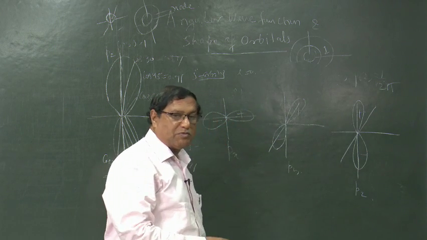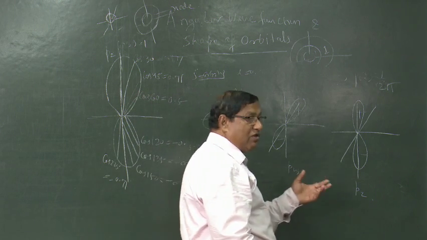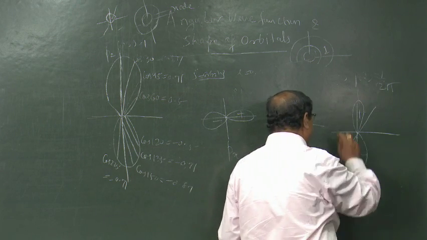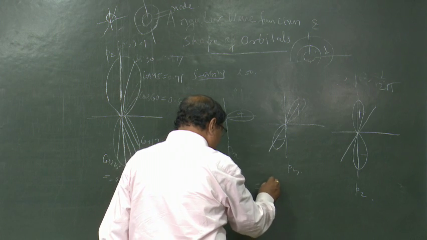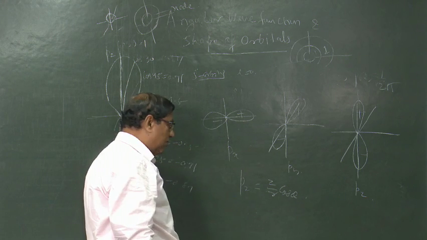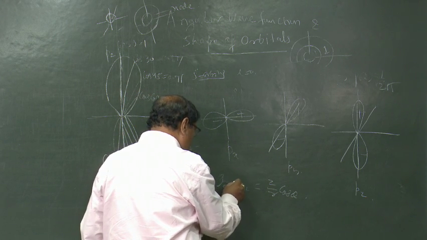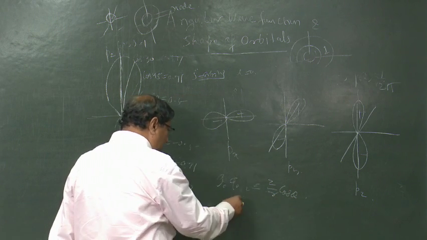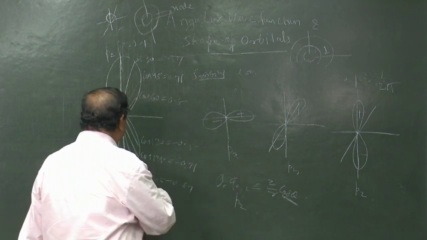Then why is this positive and this negative? Now this depends on the value of theta. Let us see the pz orbital. The pz orbital depends on z by r into cos theta. So the pz orbital, that is equal to theta 0 and phi 0, is equal to z by r cos theta. So this is your pz orbital. It depends on the angle theta.